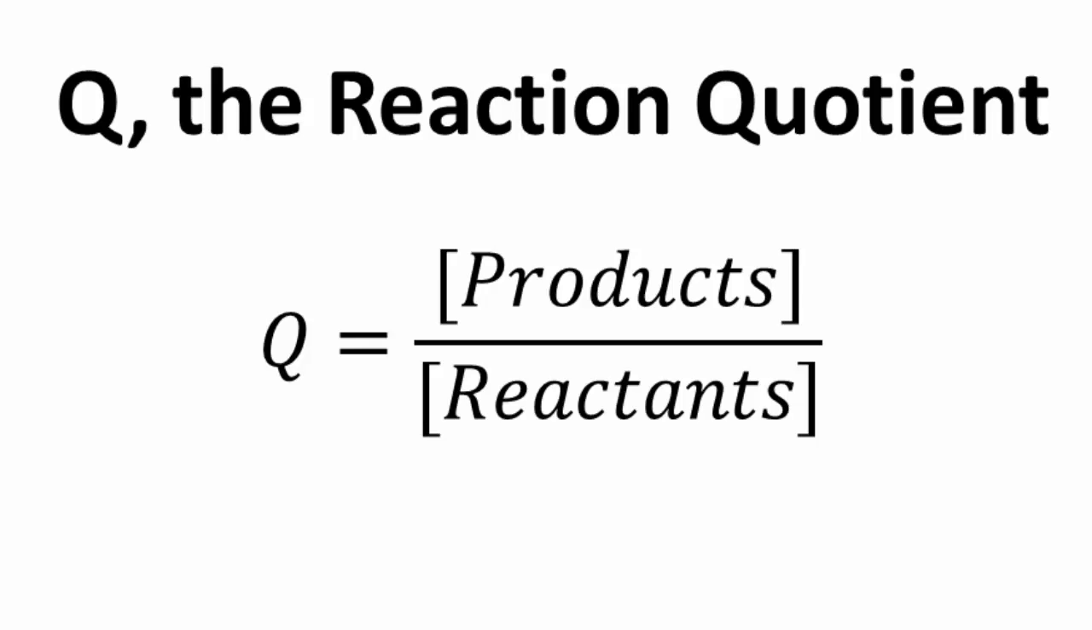Now you ask yourself, why is Q valuable? Well, Q will tell us how a reaction will change in order to achieve equilibrium. Remember, at equilibrium, the rate of the forward reaction is equal to the rate of the reverse reaction.